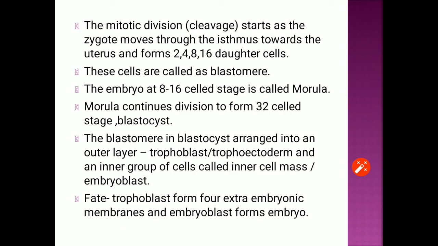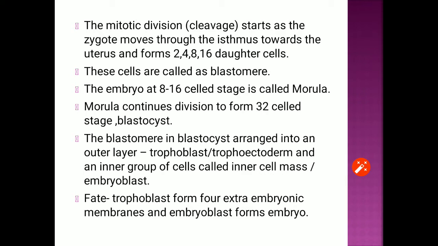The mitotic division starts at the zygote, which moves through the isthmus towards the uterus, and forms 2, 4, 8, 16 daughter cells. These cells are called blastomeres, and the embryo at the 8 to 16 celled stage is called morula. Morula continues division to form a 32 celled stage called blastocyst. This stage is called blastocyst because it encloses a cavity called blastocoel.